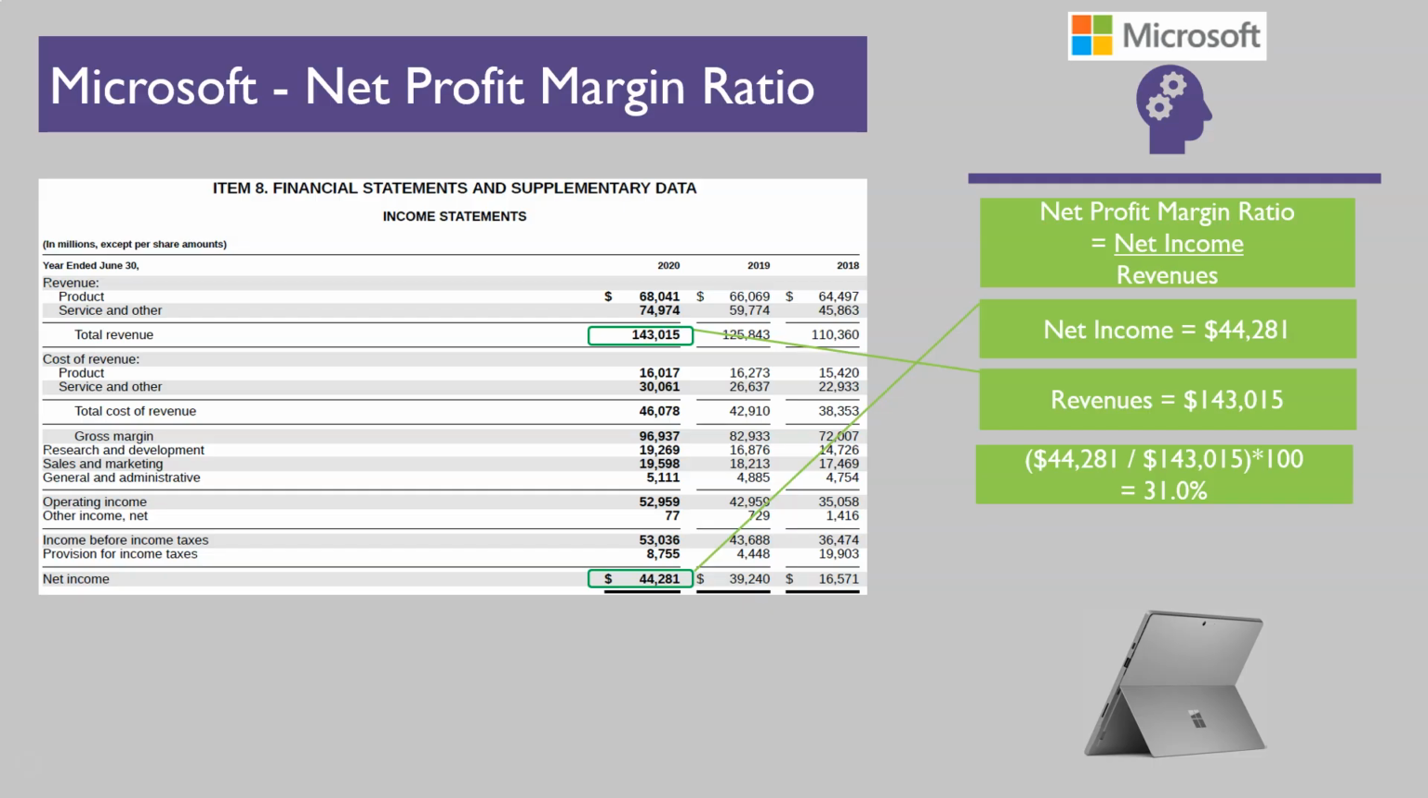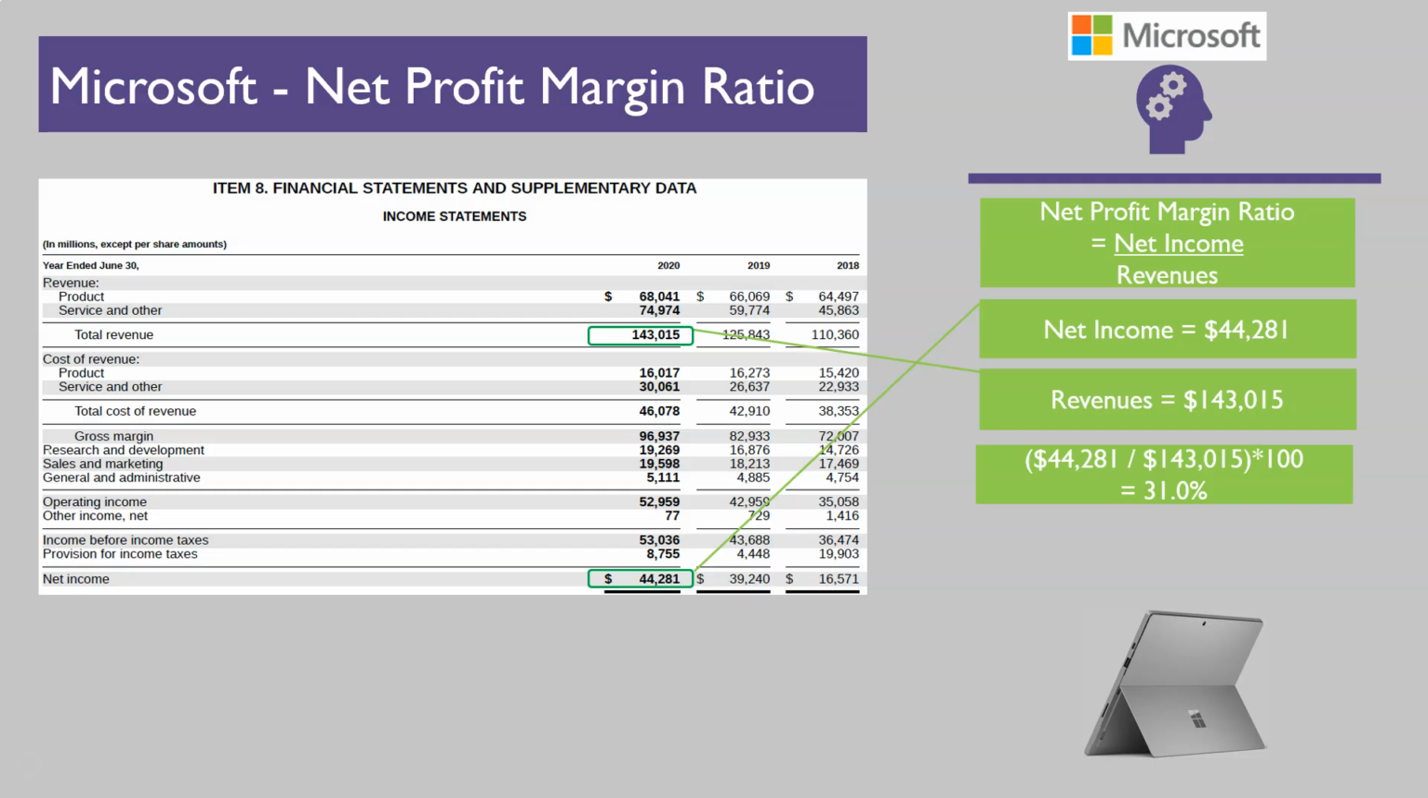So what does this mean, and how does it compare to Apple? Well, this tells us that Microsoft generates 31% of net income as a percentage of revenues. In other words, Microsoft generates $31 of net income for every $100 of sales.